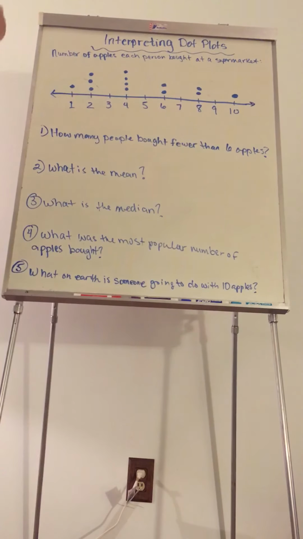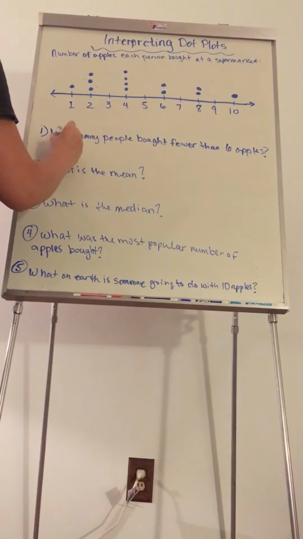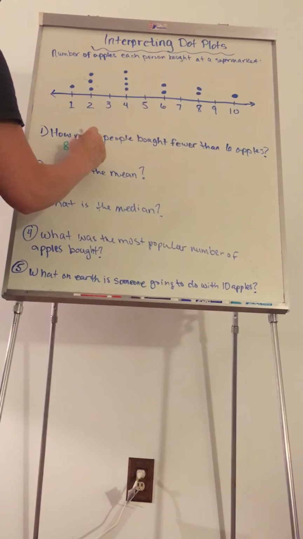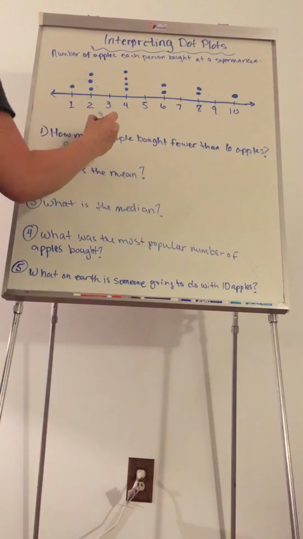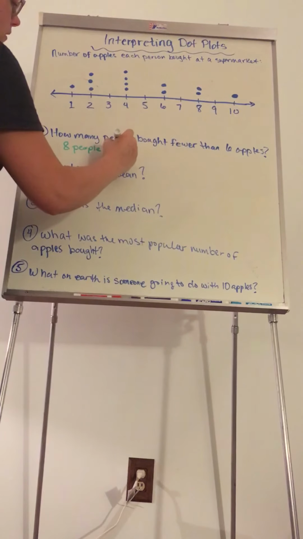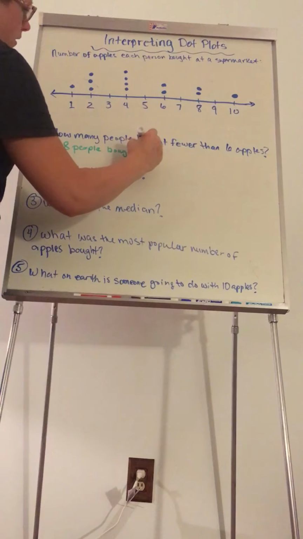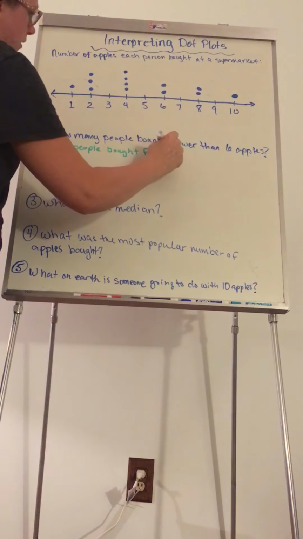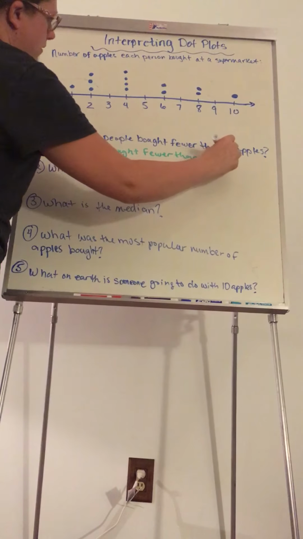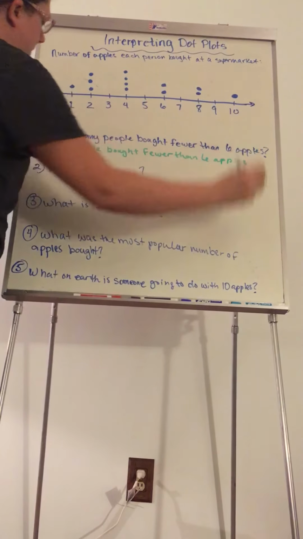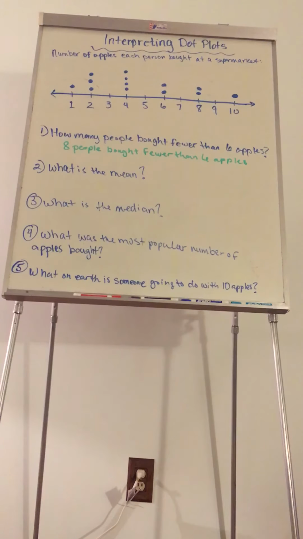Okay. 8 people. Make sure you note your unit here, okay? And I'll just go ahead. 8 people bought fewer than 6 apples. Right? Now it asks us, what does the mean?